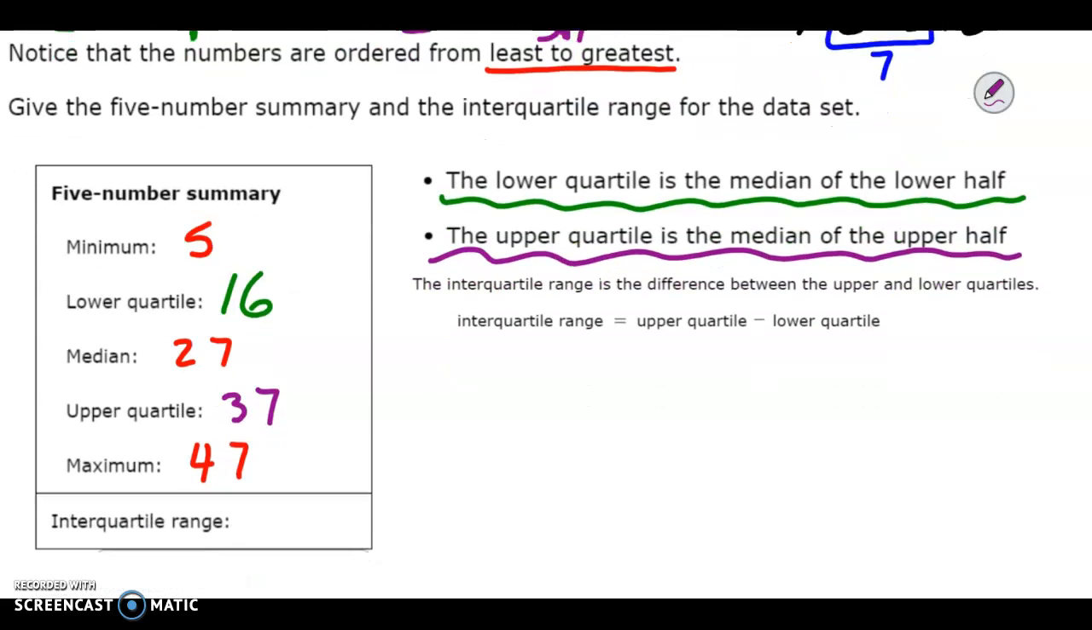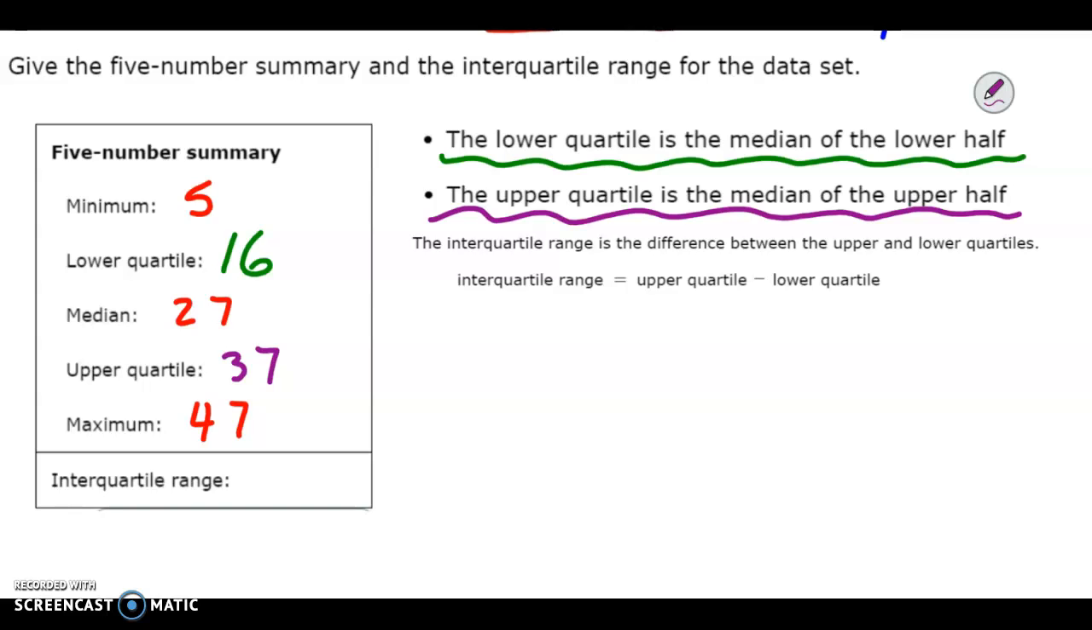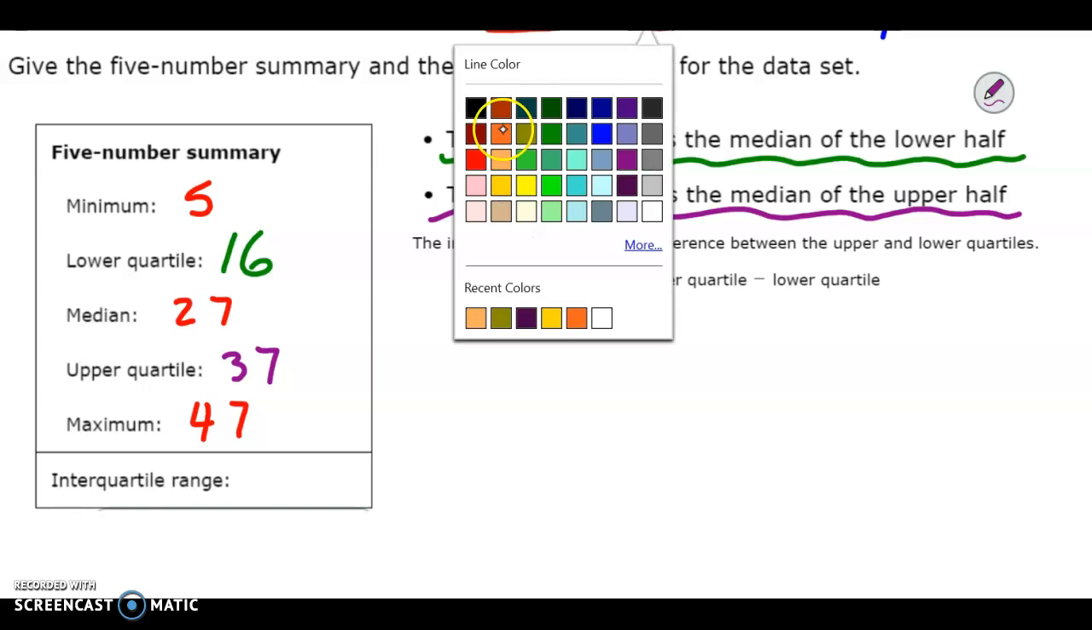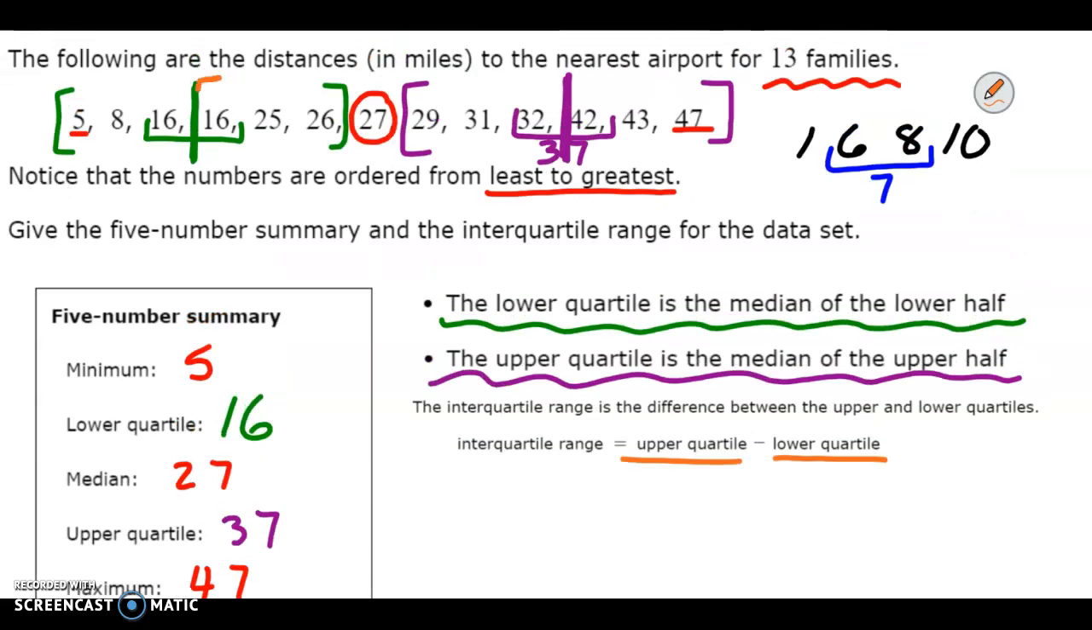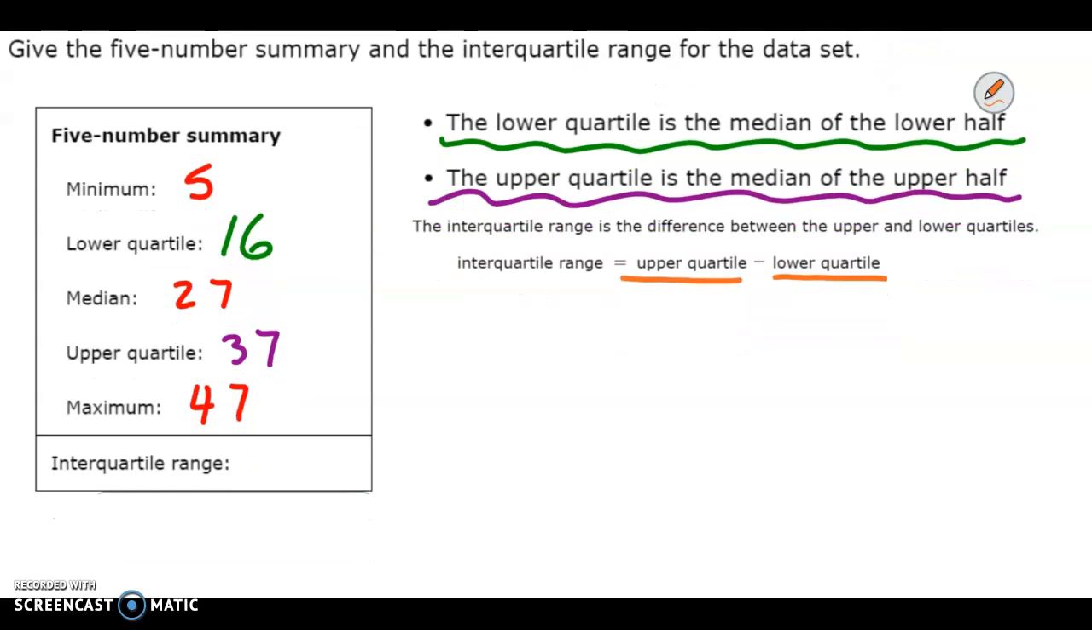And then the last thing that you're asked to do is find that interquartile range. So what that is, again, there's a definition over here, it's the upper minus the lower. So they're basically just trying to figure out that middle chunk of data, from the first quartile to the third quartile. What is the range of that middle chunk? And you're going to see then it's 37 minus 16. Your interquartile range would be 21.